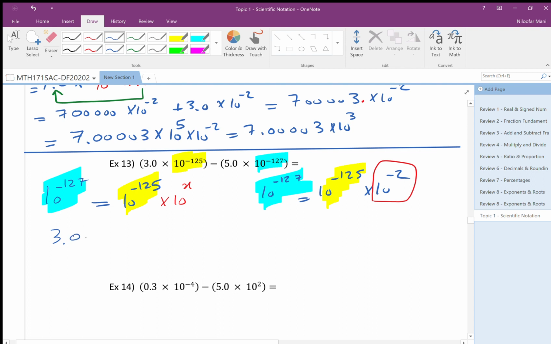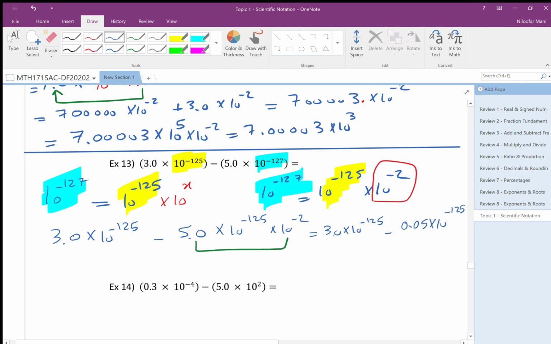Okay, 3.0 times 10, this I don't touch. This one I write in another way. Now I combine these two. Okay, so which is this minus 0.05, 0.05 times this. What is the answer? The answer is 2.95 times 10^ minus this. Done. And already the answer is in scientific notation. I don't need to change it. Good.